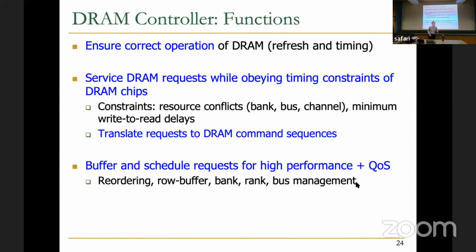So scheduling may be just, for example, best effort, right? You can say, okay, first come, first serve. This turns out to be a very bad scheduling policy because it doesn't take into account row buffer, as we will see in a little bit.